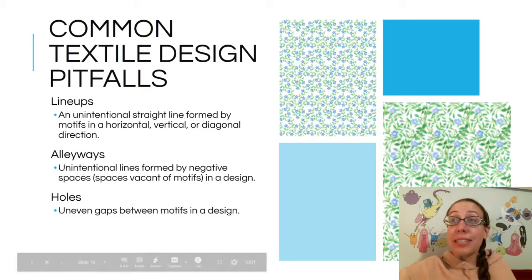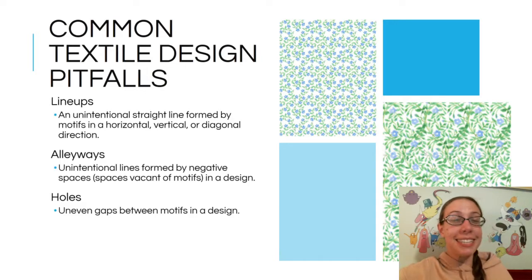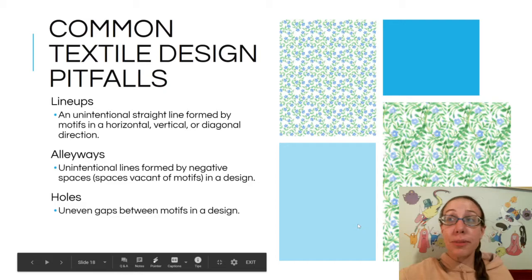A lot of times it can be fixed just by moving a motif over, like a quarter of an inch or whatever. Sometimes that's what it takes. I don't have a good example of lineups on here, but I'm sure we'll run into them in class. And I think with the alleyway, you kind of get the idea.